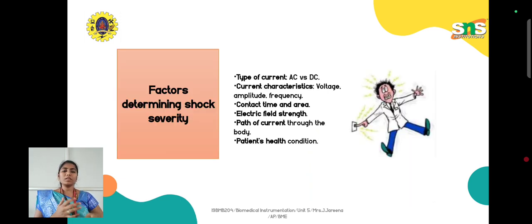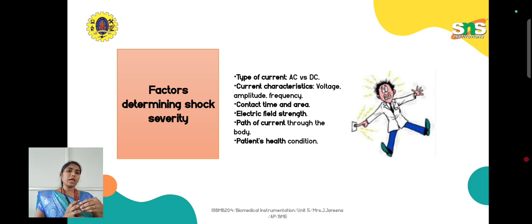There are many factors which influence the shock severity. The first one is the type of current we are passing, whether it is AC current or DC current. Compared to DC current, AC current is very dangerous because it is a continuous type of current. The second one is the current characteristics, that is the voltage, amplitude, and frequency. These are the three parameters which have a high influence on determining the shock severity. It depends on what voltage, what amplitude, or what frequency the current is passed. Based on that, the severity of the shock will vary.